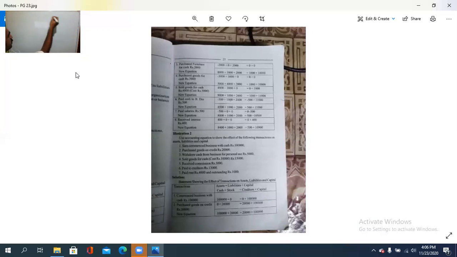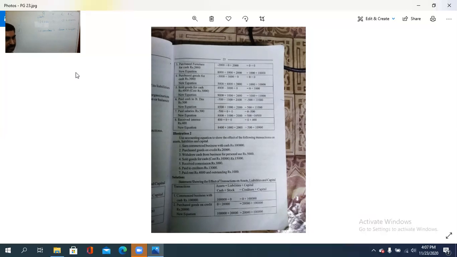Assets is equal to liability plus capital. The first case is: commenced the business with cash of 1 lakh. So cash is increased and the capital also. So 1 lakh is equal to 0 plus 1 lakh. The second case is: purchased goods on credit 20,000. So 1 lakh plus 20,000 is equal to 20,000 plus 1 lakh. Because 20,000 came in as stock, and likewise 20,000 is owed to the creditors.